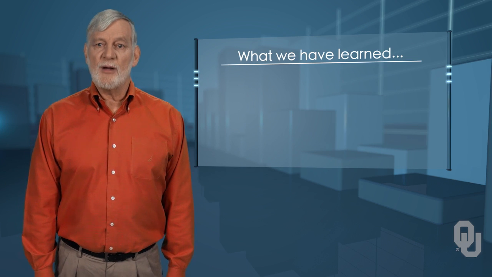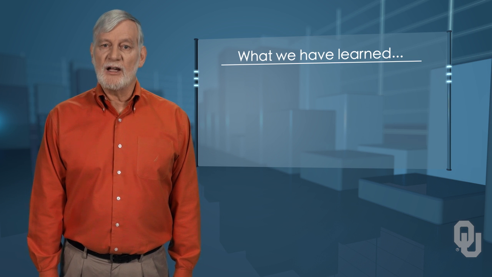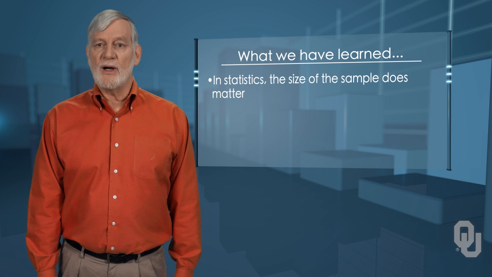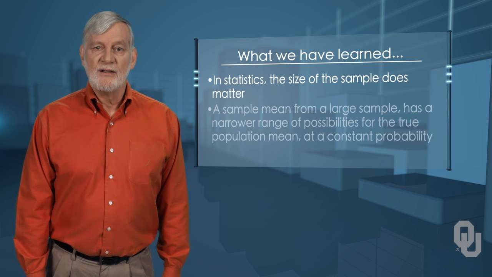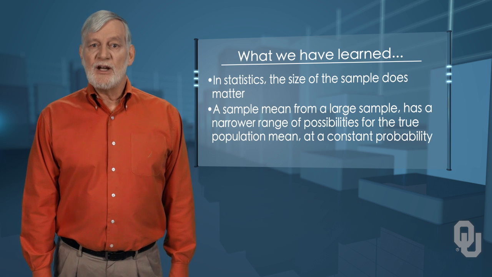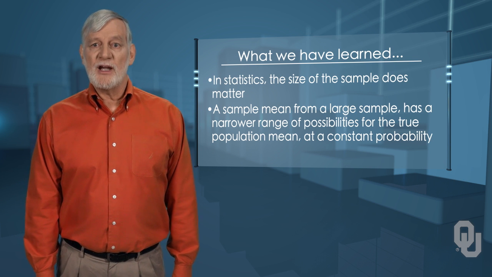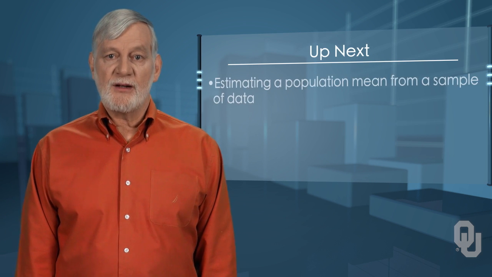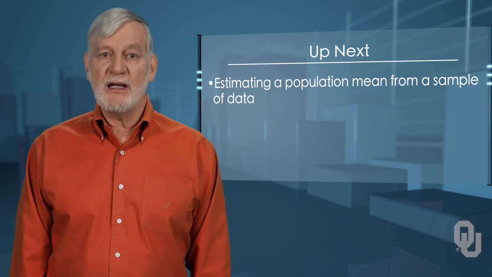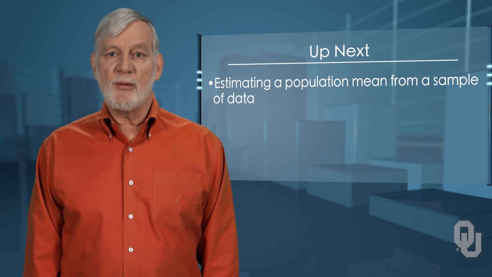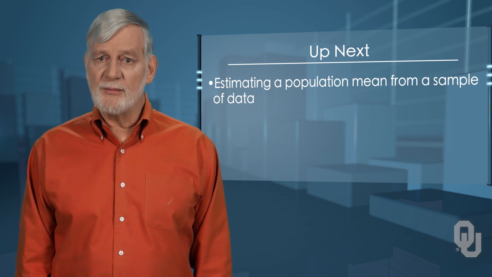Finally, we have developed this finding into an understanding of why size actually does matter. For sample size, anyway, at least in statistics. A sample mean from a large sample has a narrow range of possibilities for the true population mean at a constant probability. This comes from the central limit theorem and forms the basis of our next assignment, estimating a population mean from sample data. This relationship will provide us with a probability as to the accuracy of our estimates.